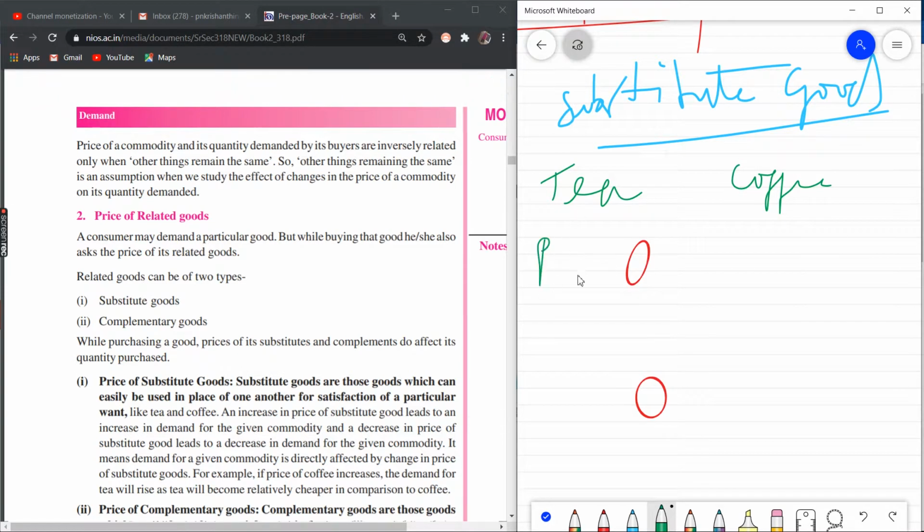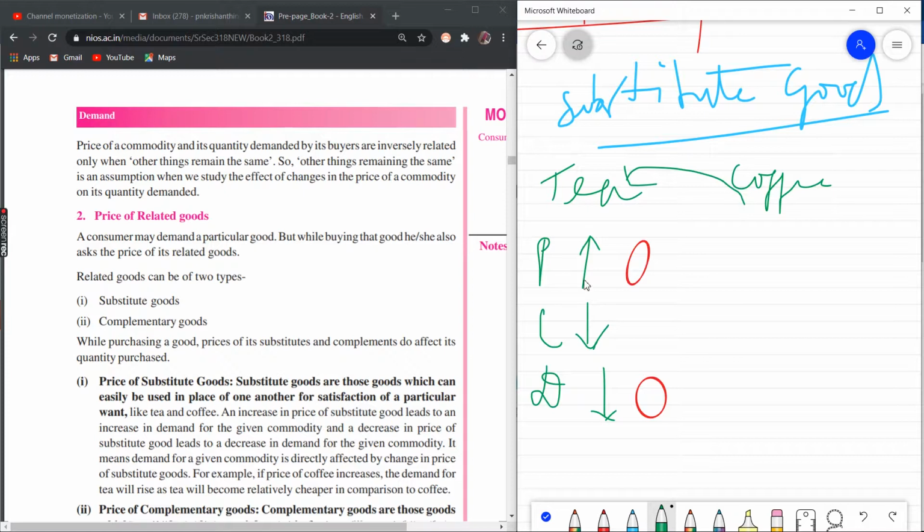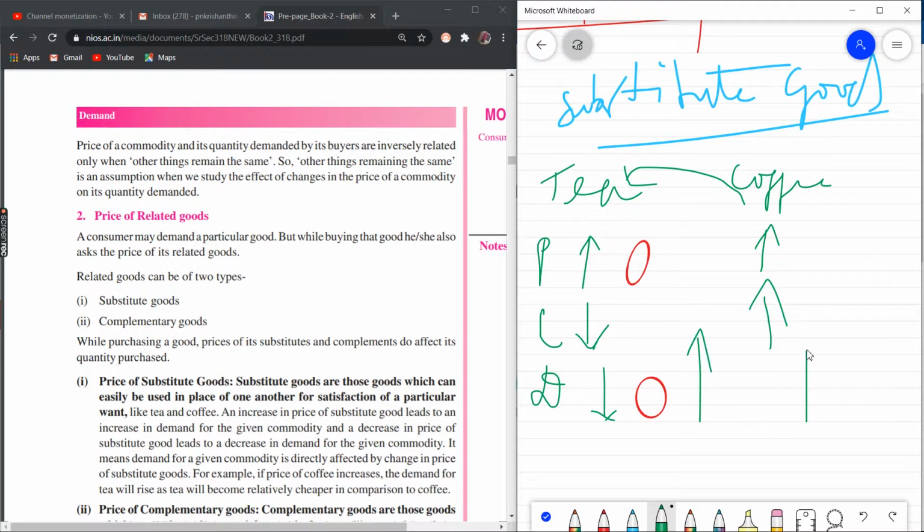When the price of tea increases, consumers will consume less of it, and eventually demand will be less. Now compare this with coffee. When the price of tea increases, keeping coffee prices the same, what will happen? Consumers will consume coffee more and eventually its demand will also increase. So when the price of tea increases, demand for the other substitute good increases. What does substitute good mean? When the price of tea increases, demand for coffee increases.